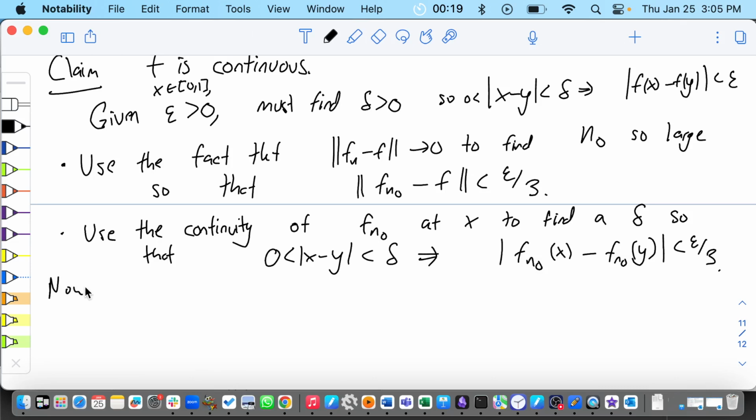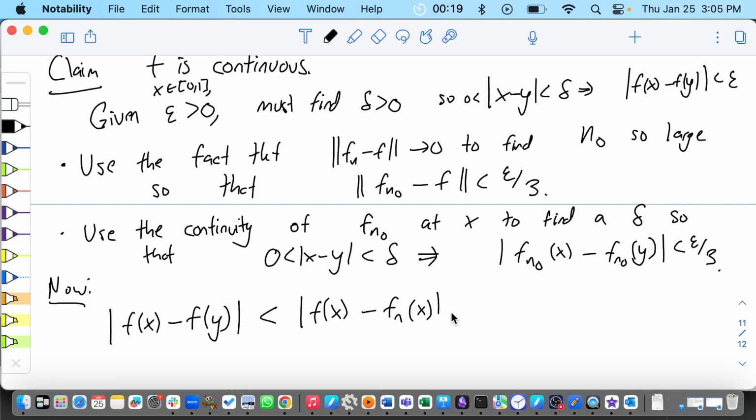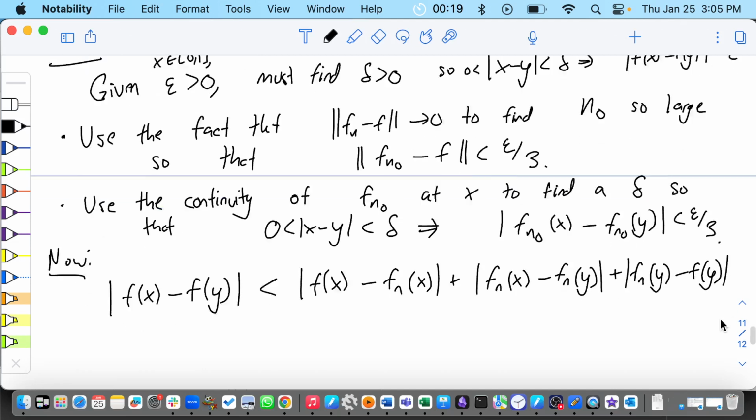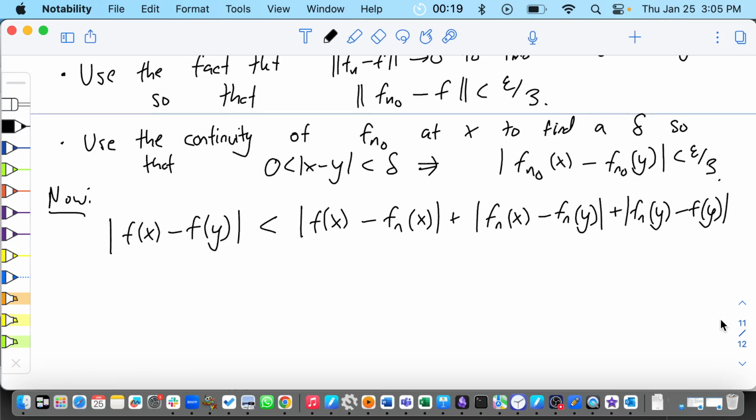So now, if you do f of x minus f of y, well, that is going to be less than or equal to f of x minus Fn of x plus Fn of x minus Fn of y plus Fn of y minus f of y. So we're bounding the difference by the triangle inequality. We're approximating f by Fn, and again, these things are all bounded by epsilon by 3.